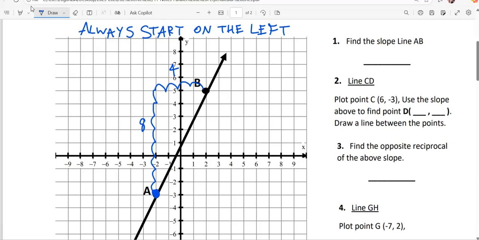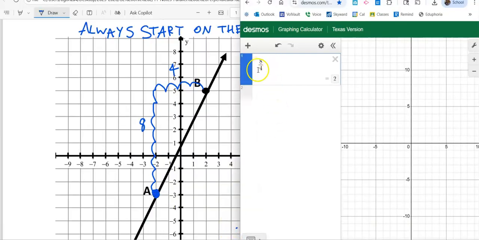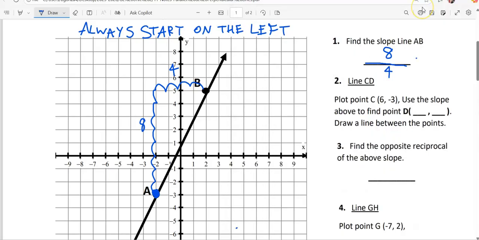So use this line like a fraction bar, okay? 8 over 4. Cool? Now here's the question. What does that reduce to? If you type it into Desmos and hit enter, it will reduce it for you. The answer is 2, okay? 8 divided by 4 is 2.